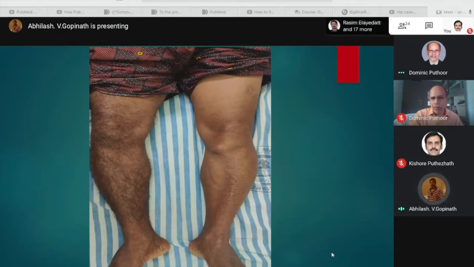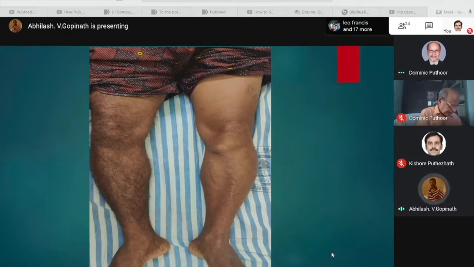On inspection, the surface of the swelling appeared smooth, and the edges of the swelling appeared clearly defined, and there was no visible pulsations, no scars, sinuses, dilated veins, and the skin over the swelling appeared to be normal. Coming to the palpation, there was no local rise of temperature, there was no tenderness.